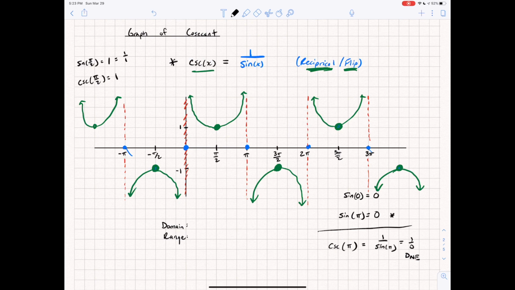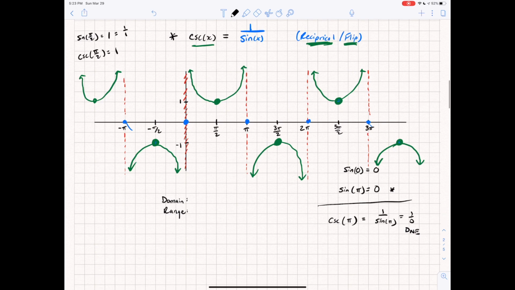Let's start with the vertical asymptotes themselves. Notice that cosecant has vertical asymptotes everywhere that sine is equal to 0. Well, that happens at 0 plus every pi afterwards. So I represent that as saying k times pi, where k again is an integer.